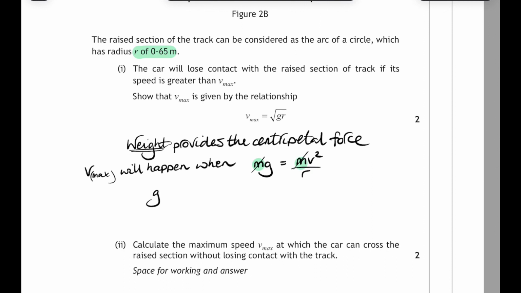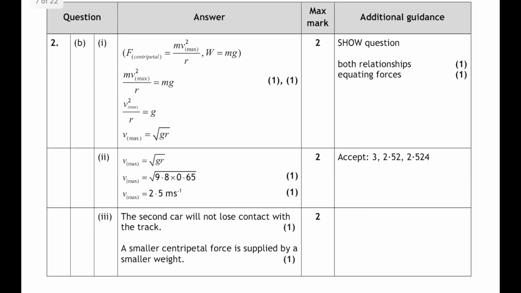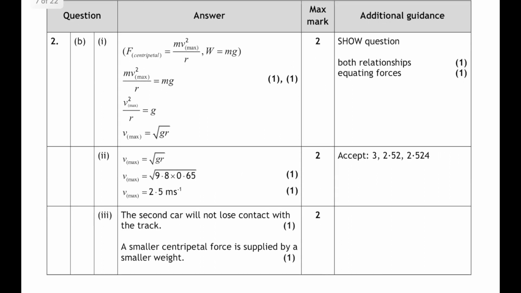So gr will be equal to v squared, and square root on both sides, then Vmax will be equal to the square root of GR, and that's what we were required to show. And because we're equating the weight with the centripetal force, we should really have Vmax written at each stage of the derivation there. There's the SQA marking instructions, 1 mark for showing both relationships and 1 mark for equating them and then showing it right through to that final answer.